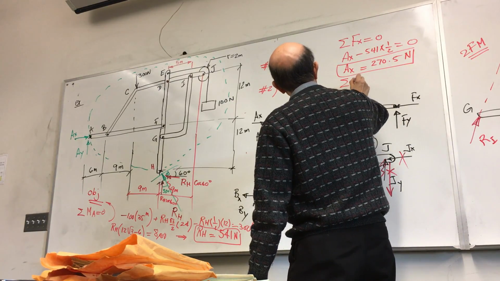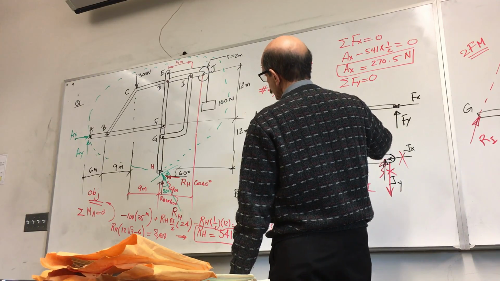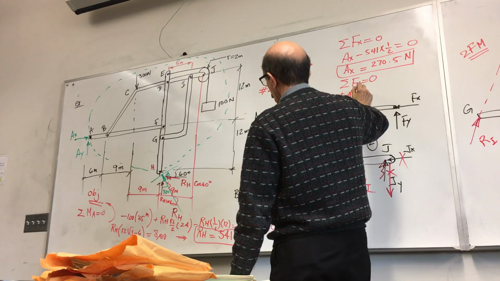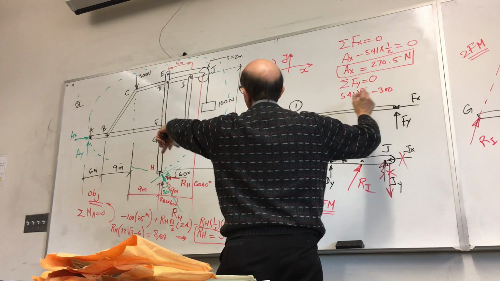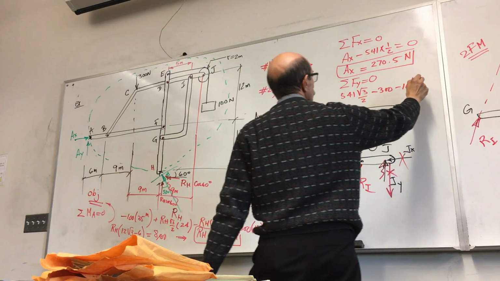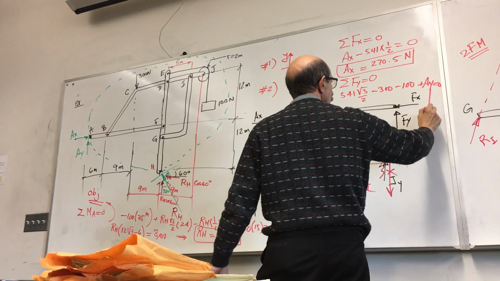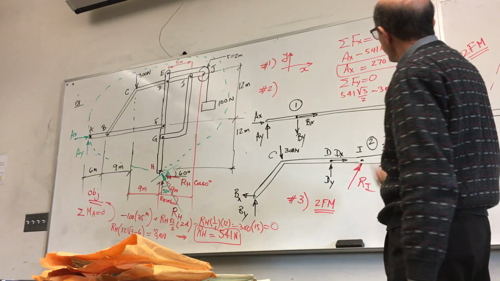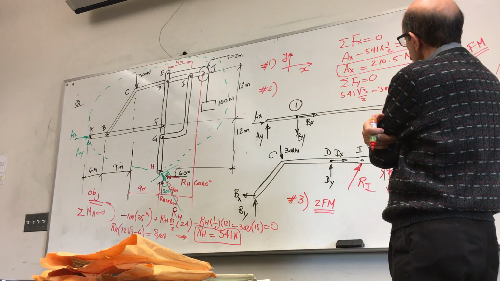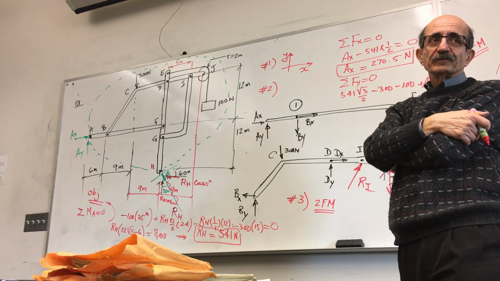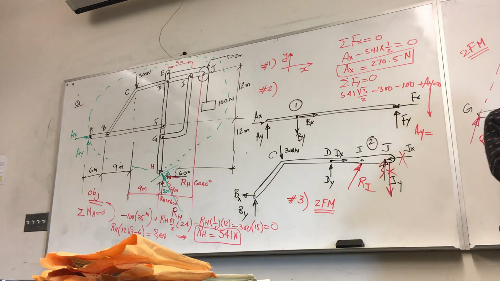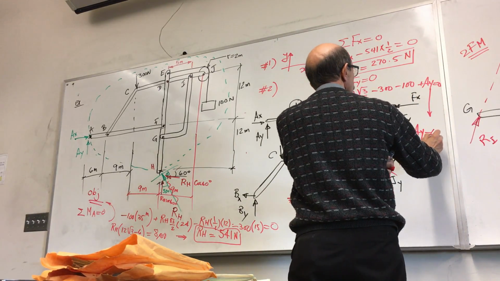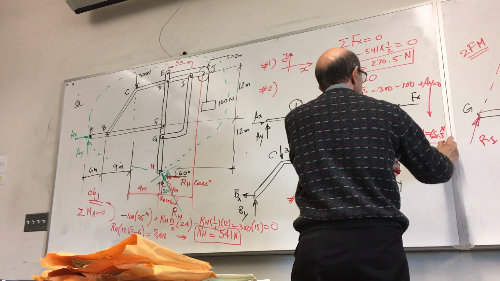Then you have summation of forces along Y is equal to 0. So you have RH sine, 541 square root 3 over 2, minus 300 minus 100 plus AY is equal to 0. So AY would be 541 square root 3 over 2 minus 400. Could you give me that one? Anybody? You've got to do some work. 68.5, that's good. So 68.5 Newton, and that turns out to be positive.